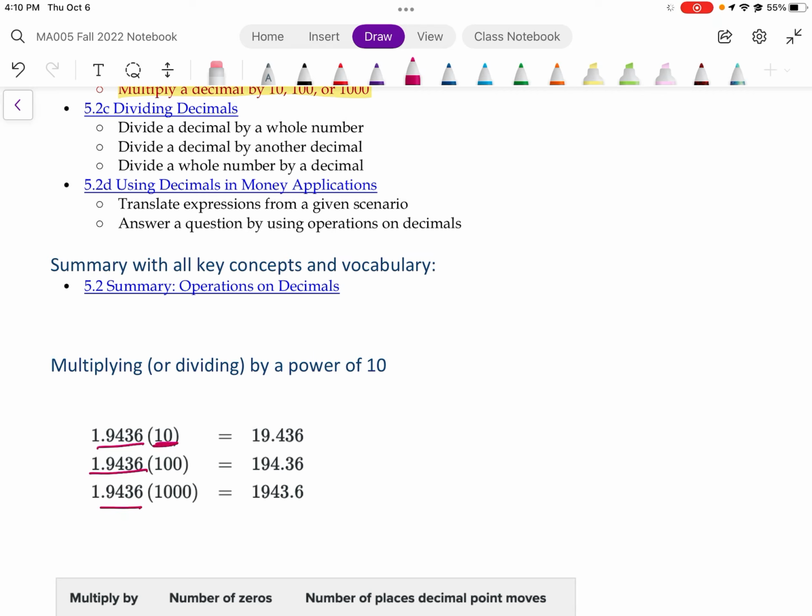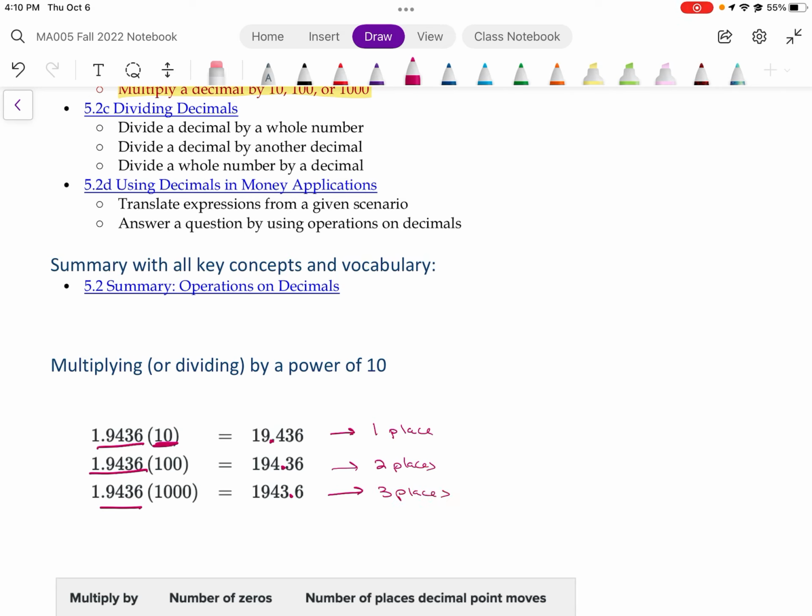The first time I multiply by 10, and look where the decimal point ends up. By 100, where does it go? And by 1,000, where does it go? How many places did it move over? Hopefully you see in the first one, it moved right one place. In the next one, it moved right 2 places. And in the last one, it moved right 3 places.